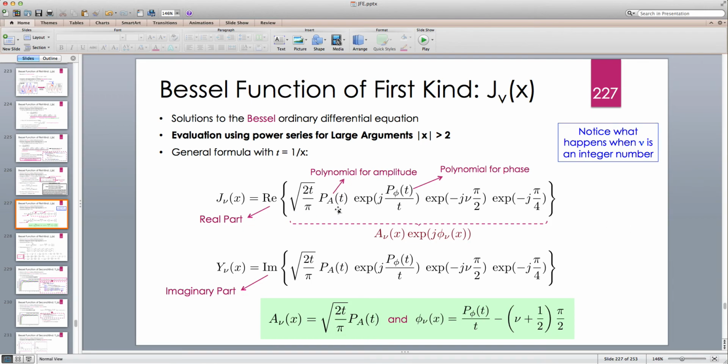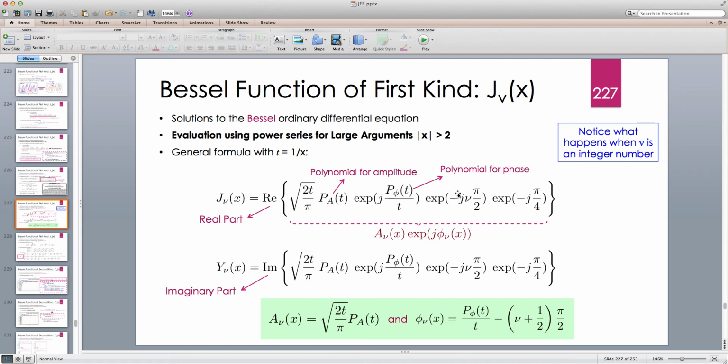Now, you see the amplitude is just square root of 2t over pi pa, and then the phase term is p phi over t, right? E to the minus j nu pi over 2, e to the minus j pi over 4, right? Now, if nu is an integer number n, e to the minus j n pi over 2 is just minus j to the power of n, right?